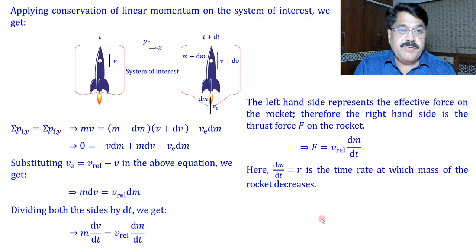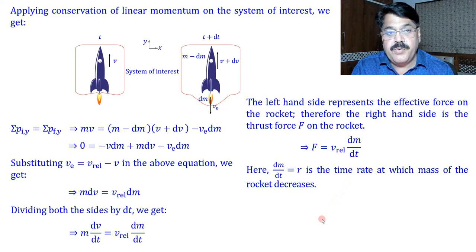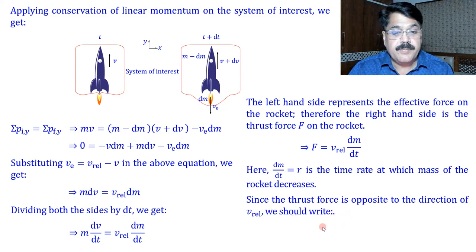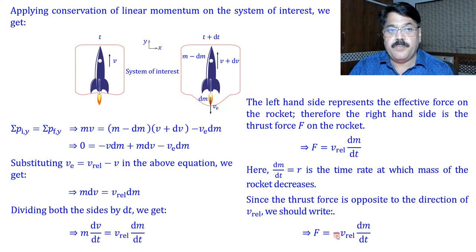One more thing: actually, the thrust force is opposite to v relative. So to write the exact relation, we have to put a minus sign. Since the thrust force is opposite to the direction of v relative, we should write F is equal to minus v relative dm by dt. So that is the expression for the thrust force. What does this minus sign show? This minus sign denotes that the direction of the thrust force is opposite to the velocity of the ejected gas relative to the rocket. So that is the idea. The first part has been solved. Let's see what the second part is.